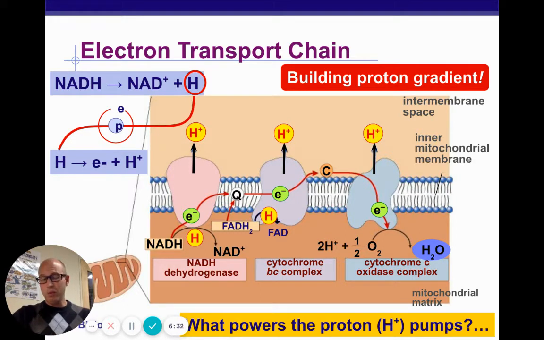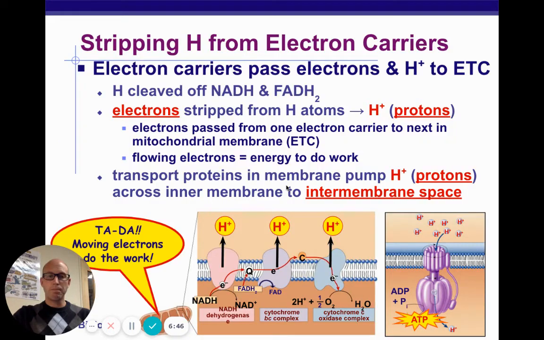And then you'll see in a minute, once we have this big concentration gradient, we can let it go back through ATP synthase, and that's where we're going to actually make ATP. Okay? So the electrons are powering these proton pumps. The electrons are providing the energy to pump hydrogens across that membrane.